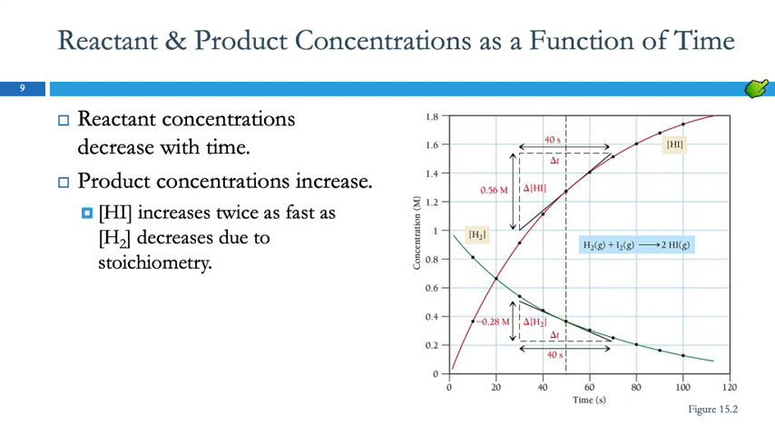The red line is looking at the concentration of the product. Well, the product starts at 0, and as the reaction occurs, product is being made, and so the concentration is increasing, right? So reactant concentration going down, product concentration going up. The HI is increasing twice as fast as the H2 is decreasing because of the stoichiometry. For every one of these that gets used up, I get 2 of those.